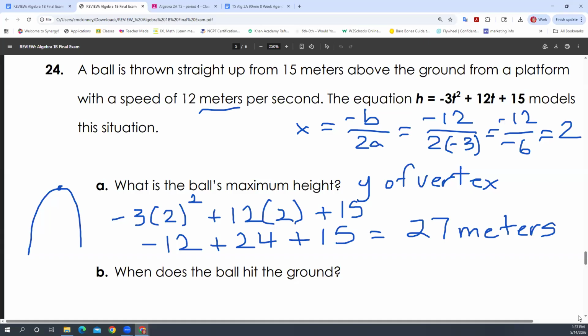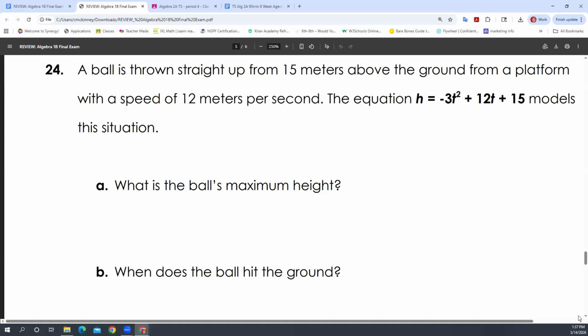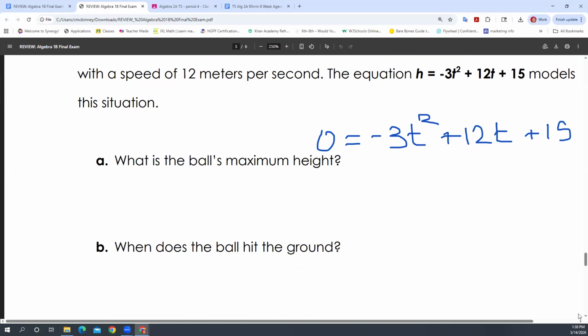The next part, still looking at that same situation, but now we're talking about when does the ball hit the ground? So I want you to keep in mind that hitting the ground means it's equal to 0. So we're saying 0 equals negative 3t squared plus 12t plus 15. And if for the purpose of this you want to use x's, because maybe your t's look like your plus signs, it would be okay. So hitting the ground means the height is 0.